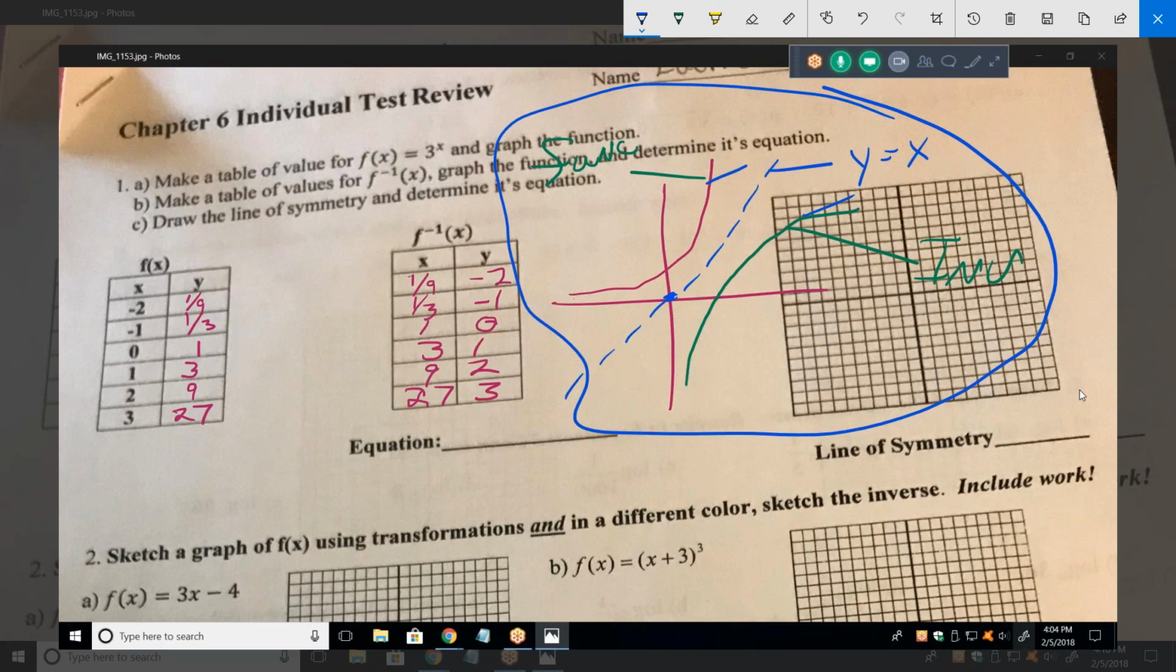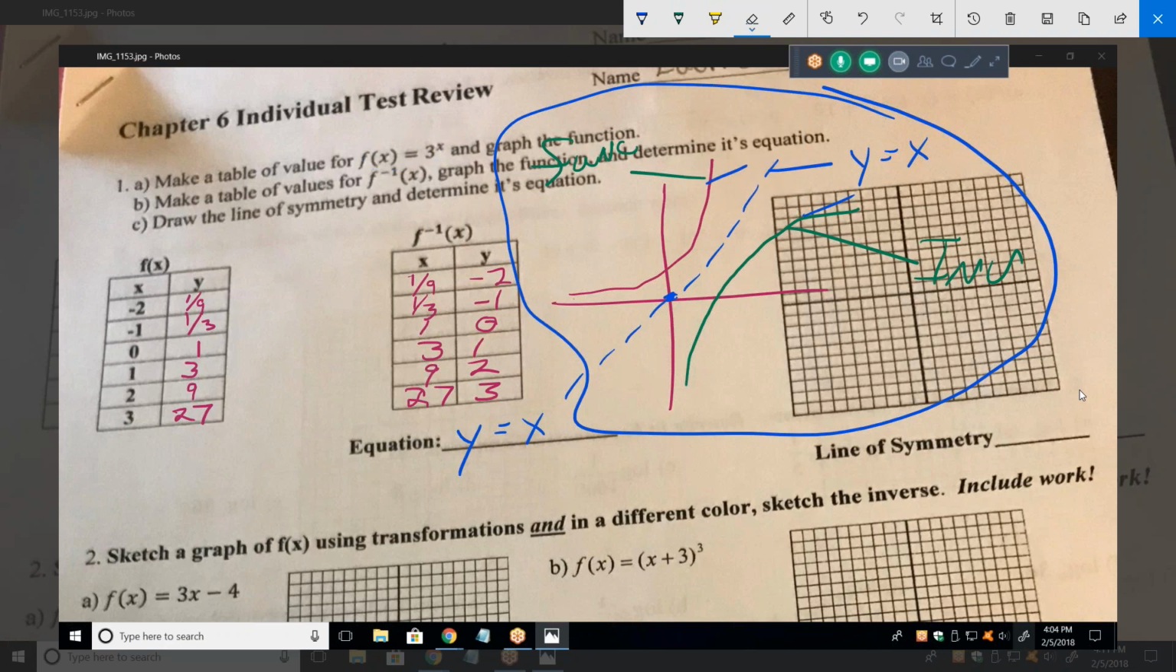And that is true no matter what the equation is. It does not matter what the function is. The inverse of that function is always going to be a mirror image about the line y equals x. It's not a mirror image of the x-axis or the y-axis or the origin. It's a reflection about that blue line. Okay? All right.